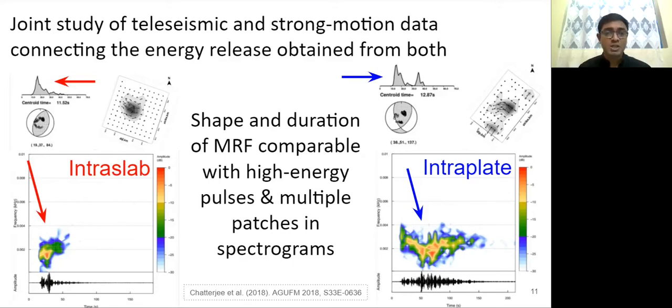They observed that the shape and duration of moment rate functions, or MRFs, were comparable with the energy patches seen in the spectrograms. The figures highlighted in red on the left show the results from the two datasets for the 2011 intraslab event. Similarly, on the right, we observe multiple pulses in both the MRF and the spectrogram for the 2012 Kamaishi interplate event. Based on these results, there was scope for improvement in resolution and to obtain a more direct representation of the MRF.